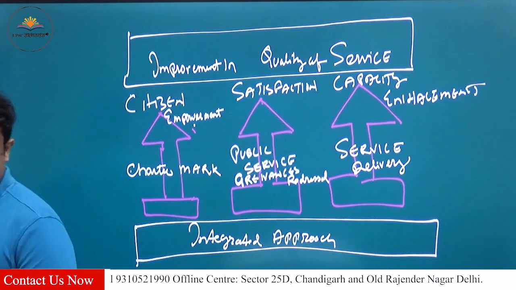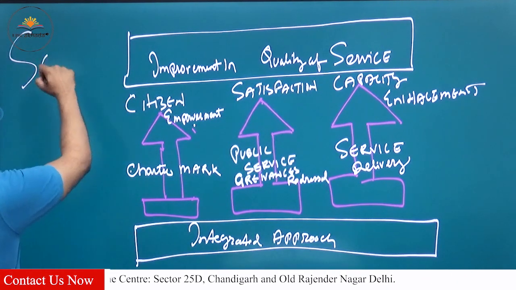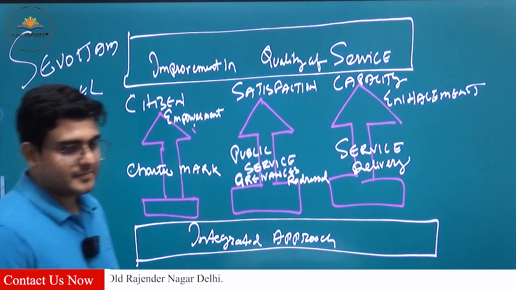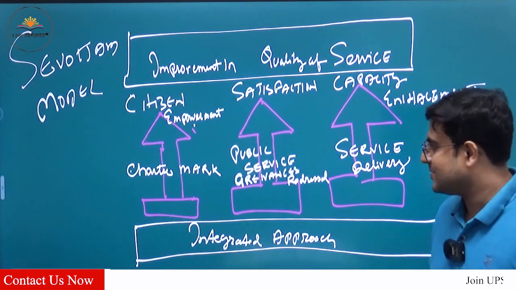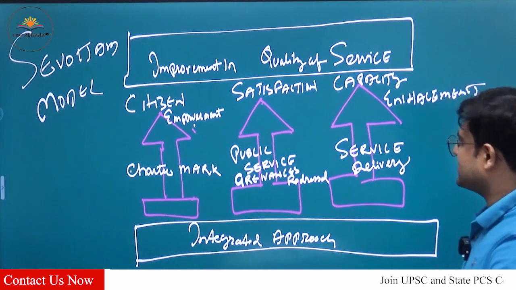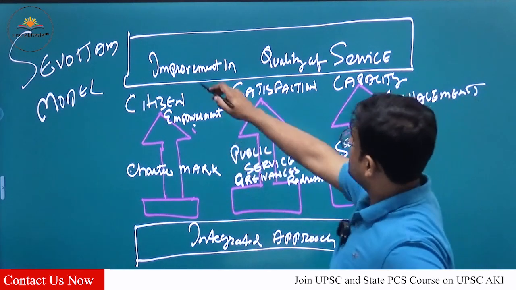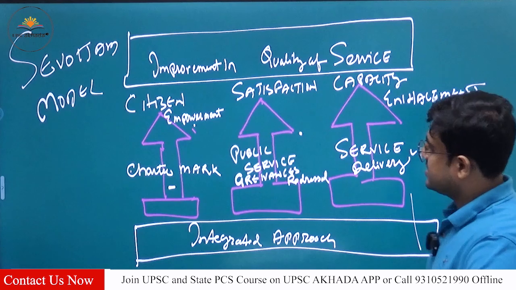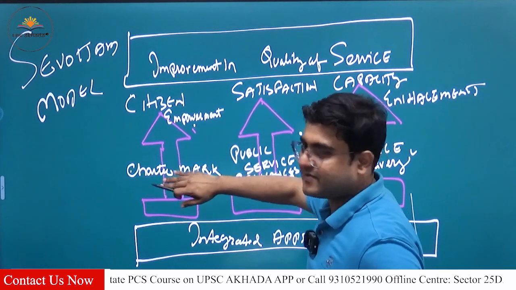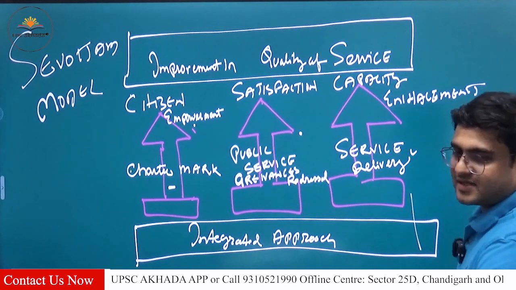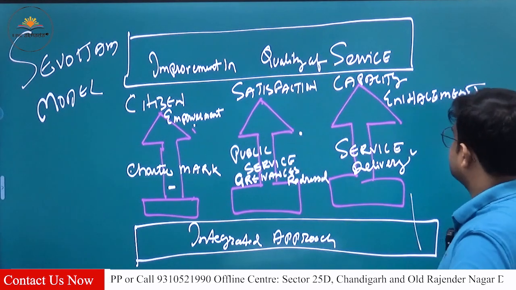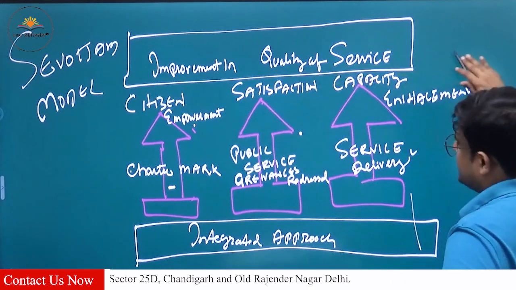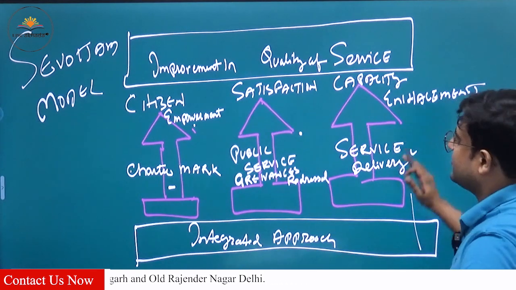This is the Sevottam model. See whether you want to draw it in the exam or not. Depends if there is space. It is an integrated approach with 3 pillars: charter mark, public service grievance redressal, and service delivery. Charter mark, that is the citizen charter, will result in citizen empowerment. When grievance redressal happens, satisfaction will come. With service delivery, capacity enhancement will happen. In total this improves the quality of service. This is an integrated approach. That is the Sevottam model.